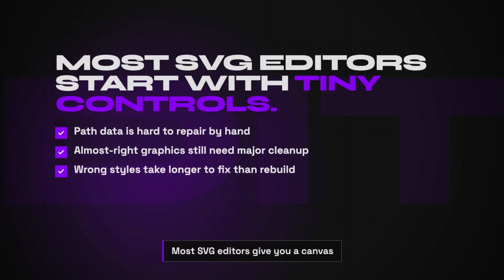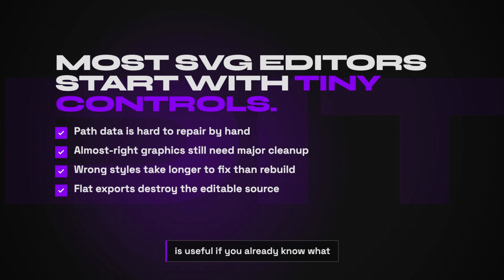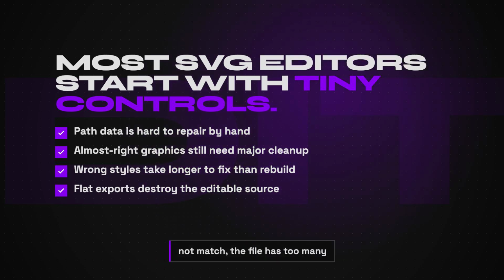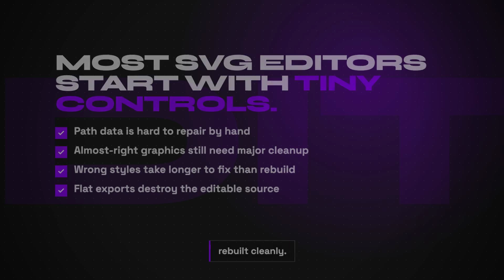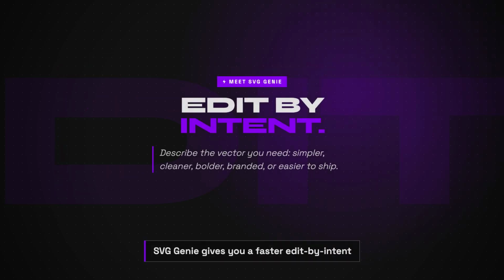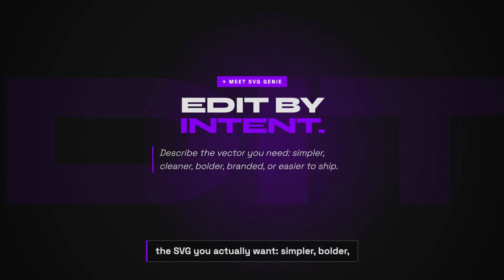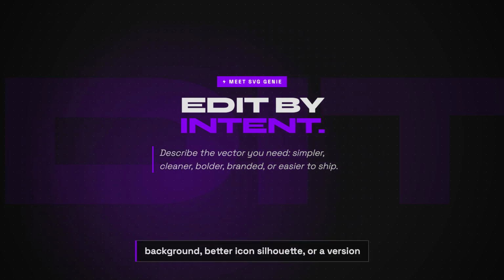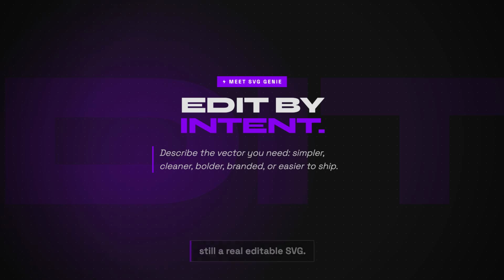Most SVG editors give you a canvas and a pile of tiny controls. That is useful if you already know what to change, but painful when the real problem is bigger: the graphic is messy, the prompt was wrong, the style does not match, the file has too many details, or the vector needs to be rebuilt cleanly. SVG Genie gives you a faster edit by intent workflow. Instead of dragging nodes first, describe the SVG you actually want. Simpler, bolder, one color, cleaner paths, different style, transparent background, better icon silhouette, or a version that matches your brand. The output is still a real editable SVG.